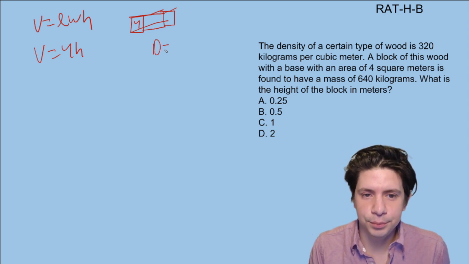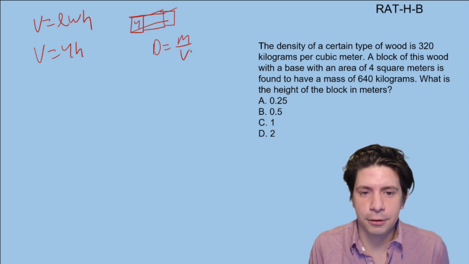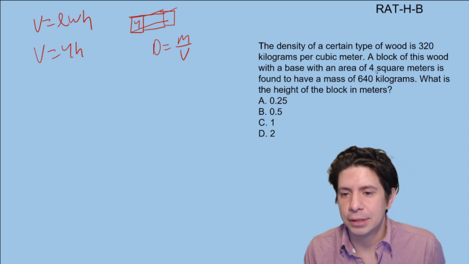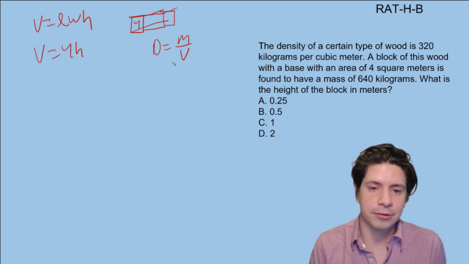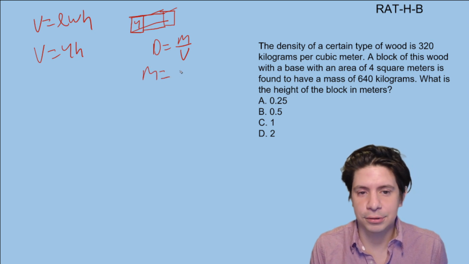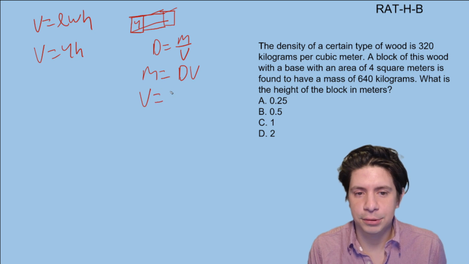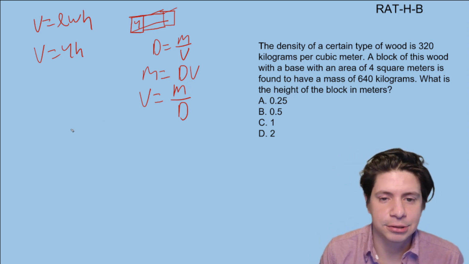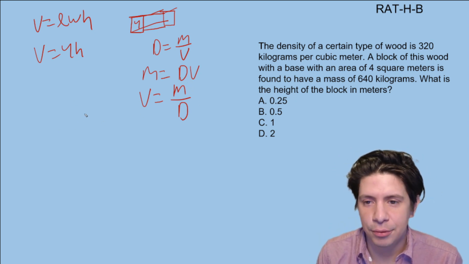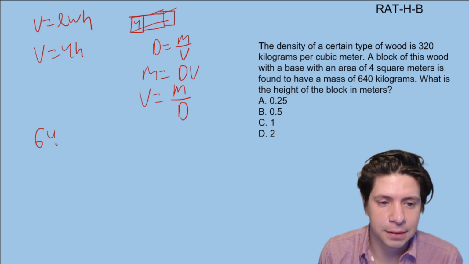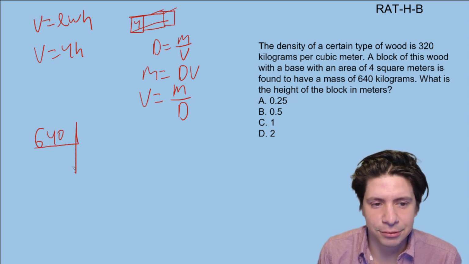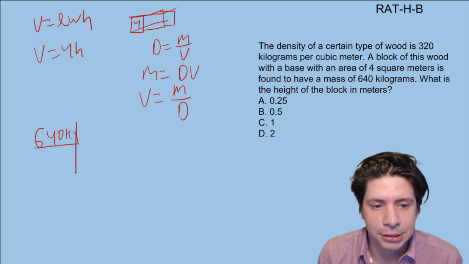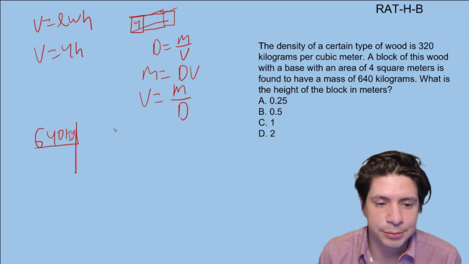Density equals mass over volume, okay? The block has a base with an area of 4 and is found to have a mass of 640 kilograms. So mass is equal to dV, so V is equal to M over D. You don't really need to think that through, but I'm just writing it out here. So we're going to do what we did last time. We're starting with 640 kilograms. This time the math is a little easier. It's not decimals exactly, but so 640 kg, 320 kilograms per cubic meter.